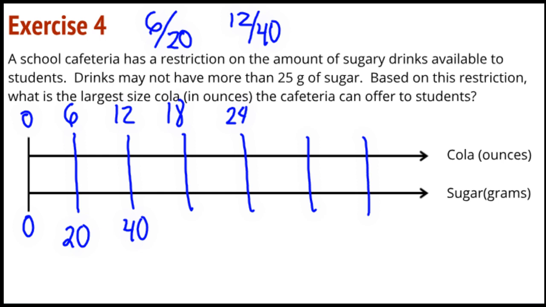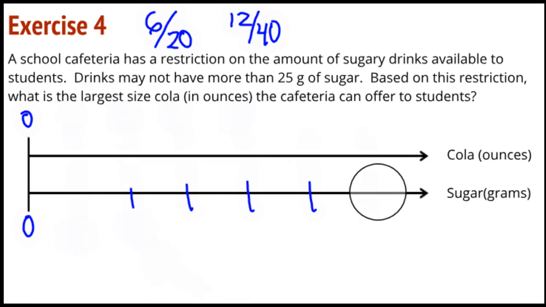I'm already past the 25 that I need, and I've only used a teeny tiny section of my double number line. So what I'm going to do is step back here, and I'm going to suggest to you, before you just start drawing a double number line, ask yourself, how spread out can I make it? For example, I need 25 grams of sugar.